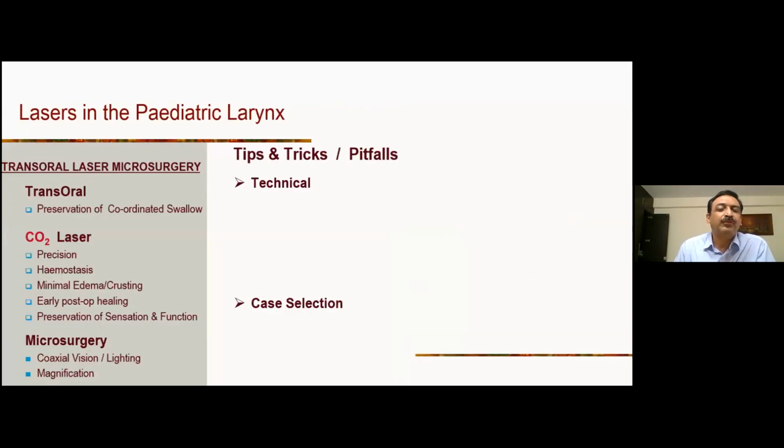That illustrates the issue, and basically, as I said, a great tool for the supraglottis and the glottis for the obvious advantages of precision and general good coagulation, and of course, minimal edema subsequently. Some tips and tricks on what to do and what not to do.